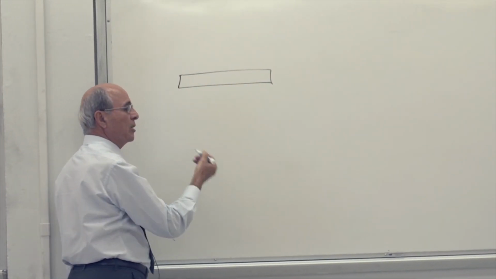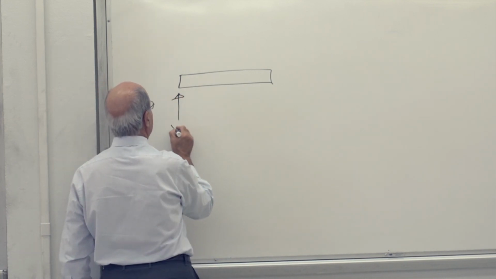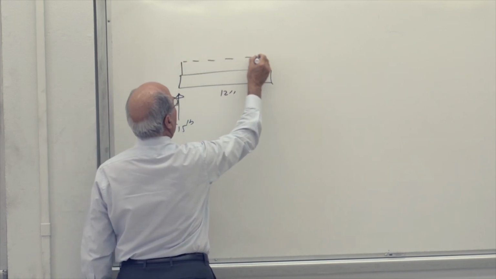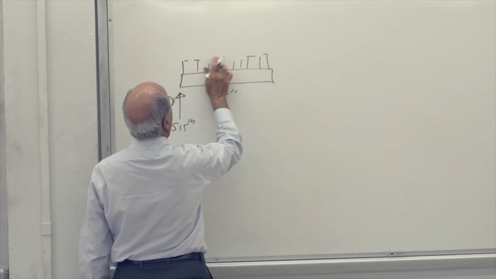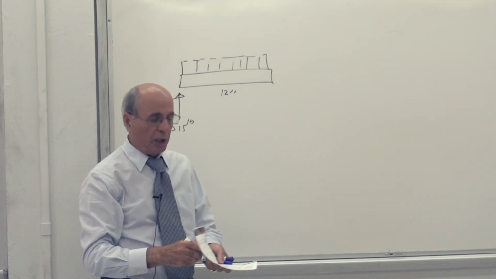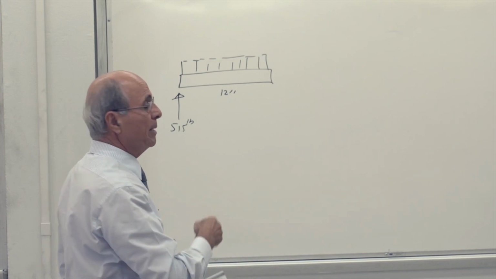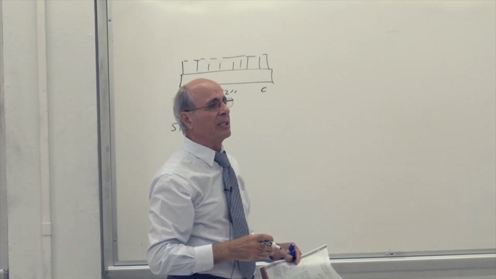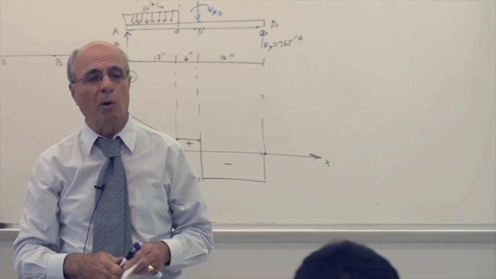This is all static equilibrium based on the cut and free body diagram. Here, write it down, 515 pounds. This is 12 inches. It's loaded like that, a uniform distributed load of 40 pounds per inch. Now what should I put here? It would be the shear at C and the moment at C, because that's point C. Notice that it's not point X, everybody, the way I did it last time. That is the value of the shear at point C and the moment at point C.